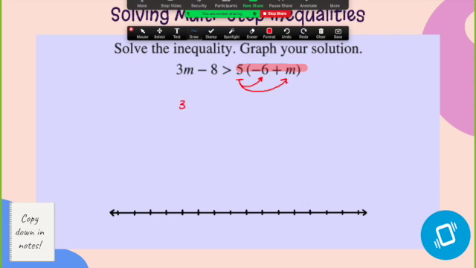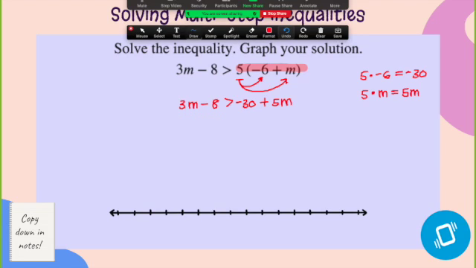So I'm going to write down my new equation. I have here 3m minus 8 is greater than 5 times negative 6. That equals negative 30. And then I also have here 5 times m. 5 times m, that equals 5m. And so I'm left with negative 30 plus 5m. On the right side, I don't see any like terms I can combine, so I'm not going to do that. Neither on the left side are there any like terms.